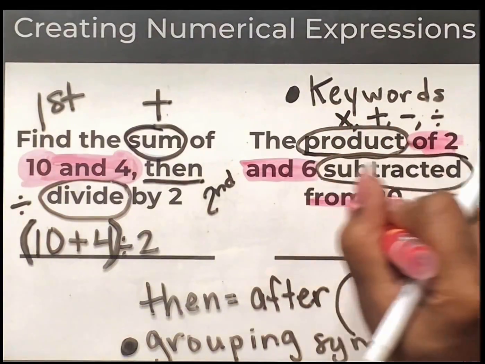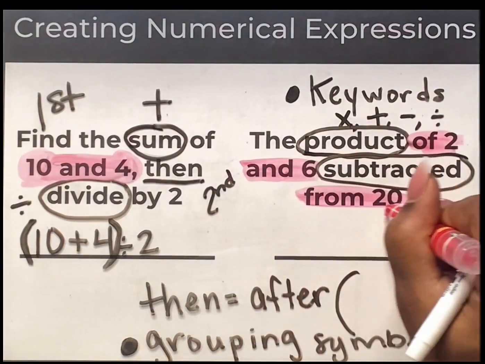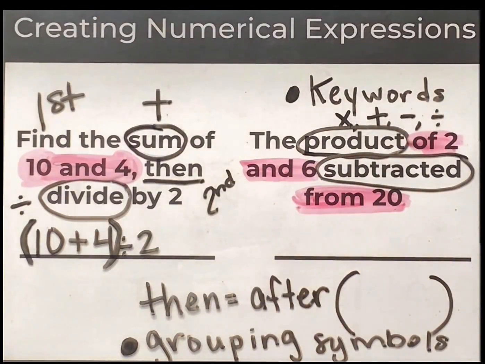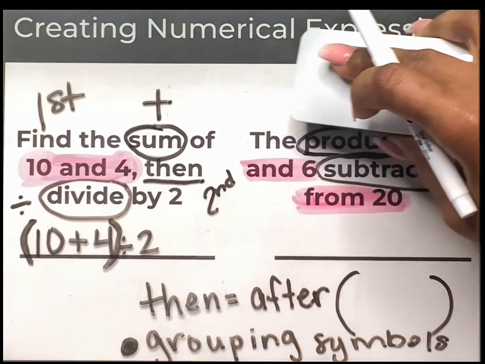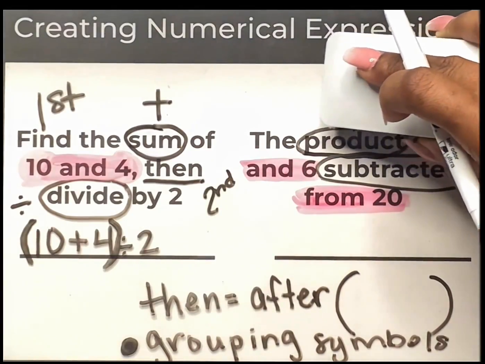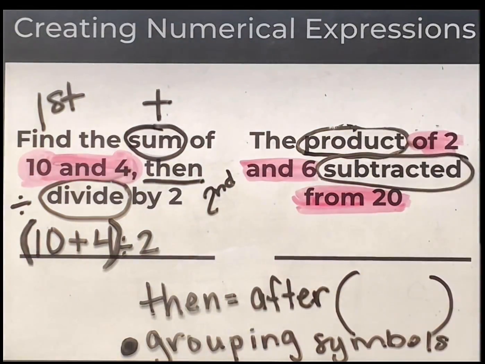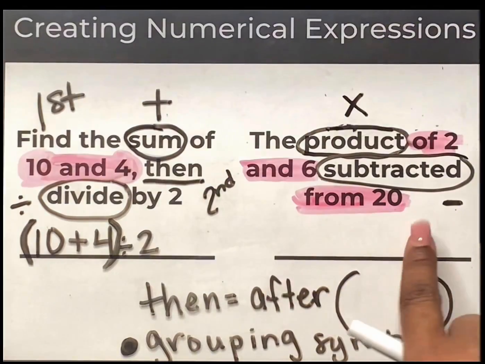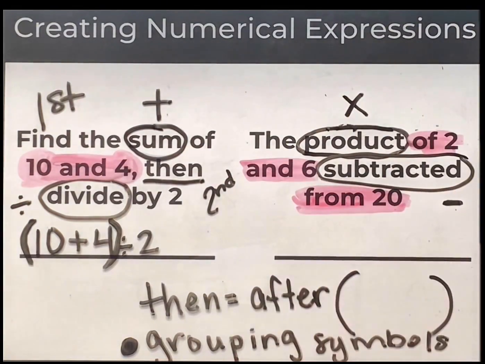I circled my keywords. That gives me a hint as to what my operations will be. I know that product means that's the answer to a multiplication question. So I know I'm going to multiply. And then, of course, I see subtracted. So that's a minus sign. So we got product, we have subtraction.